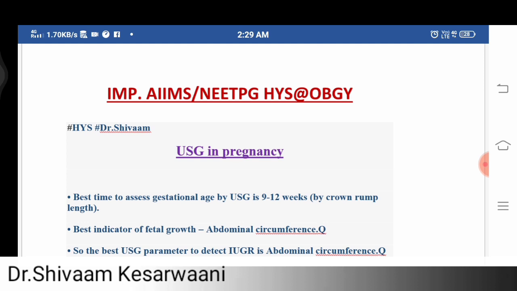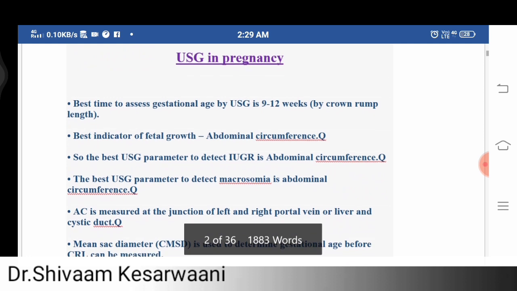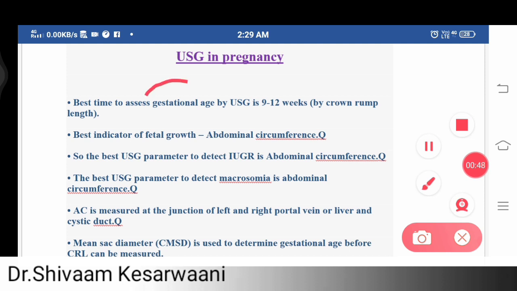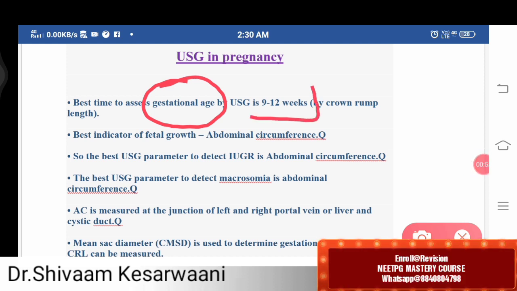So starting with the mastery course, the high yielding stuff, something important from Ops Gynae which is very frequently asked is these questions from USG in pregnancy. If they ask you what is the best time to assess the gestational age of fetus by USG, it is between 9 to 12 weeks. And what will be the criteria, as you already know from the previous video, it is crown rump length in first trimester.